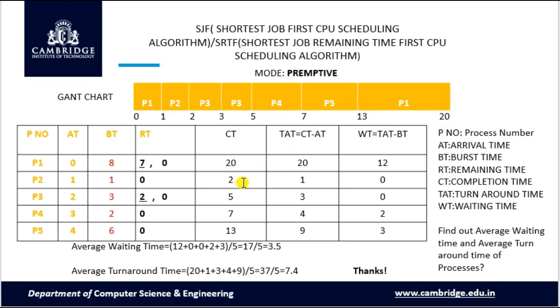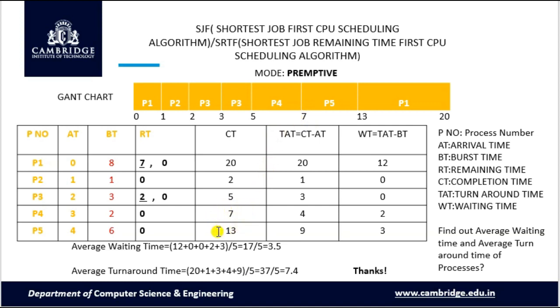Next one is P2. Where is P2 completed? P2 is completed in the Gantt chart at 2 seconds. Okay. Now you have to mention 2 seconds. P3, where is it completed? P3 is completed at 3 seconds in the Gantt chart. Okay. No, P3 is not completed there. P3 is completed here at 5 seconds. Correct? 5 seconds completion time. Next P4. P4 is completed here, at 7 seconds in the Gantt chart. That means you have to mention in the CT column 7 corresponding to P4.